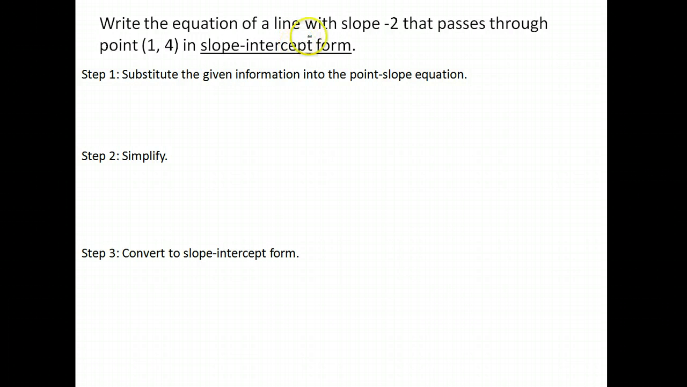Okay, there's a couple of ways to write an equation in slope-intercept form. We're going to build off of what we did before, the point-slope form of an equation. There are other ways to do this, but this is one method. Write the equation of a line with slope -2 that passes through the point 1, 4 in slope-intercept form. So what that tells me is that I want my equation to end up looking like y by itself equal to everything else on the other side.